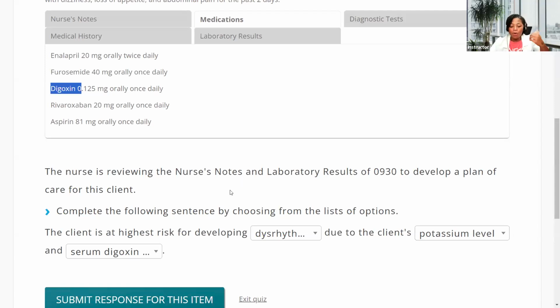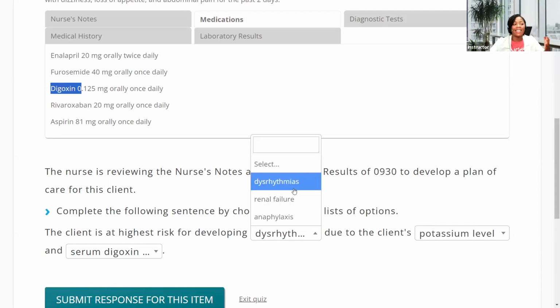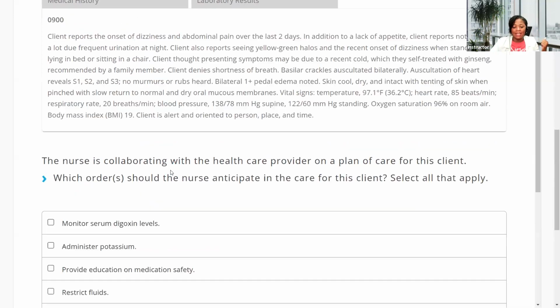Okay. So, boom. This is perfect. This is the correct way that it should be. She's at highest risk for developing dysrhythmias. Once again, if you've got low potassium or high potassium, that puts the patient at risk for all kinds of dysrhythmia action to occur. All right, so let's go ahead and submit this and go to the next one.